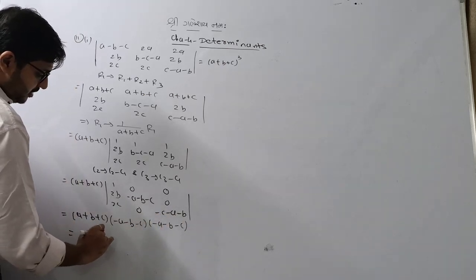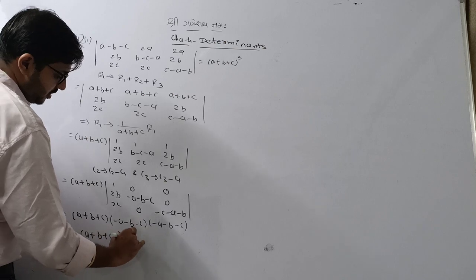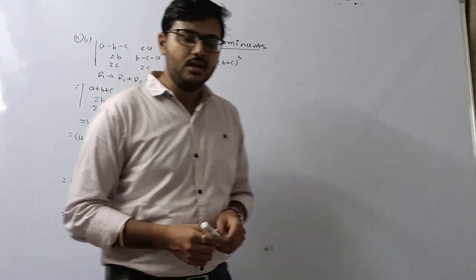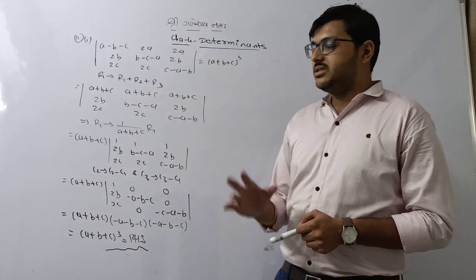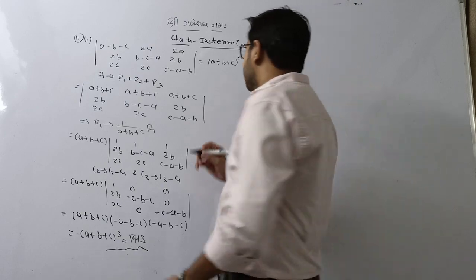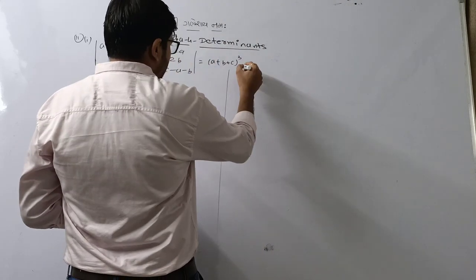So we'll get a plus b plus c whole cube, which is equal to the RHS we observed. Clear, everyone? Right? You just observe the pattern and it will become very easy for you to expand. Similarly, we have the second question.